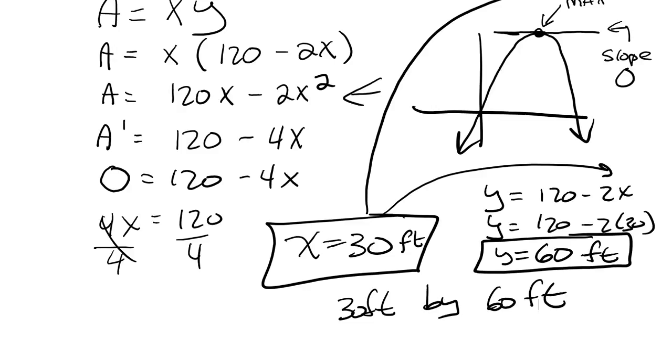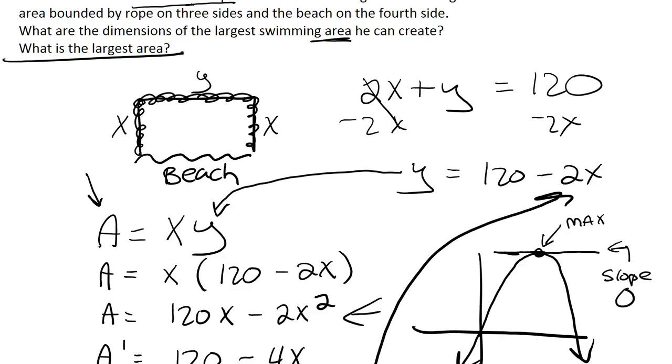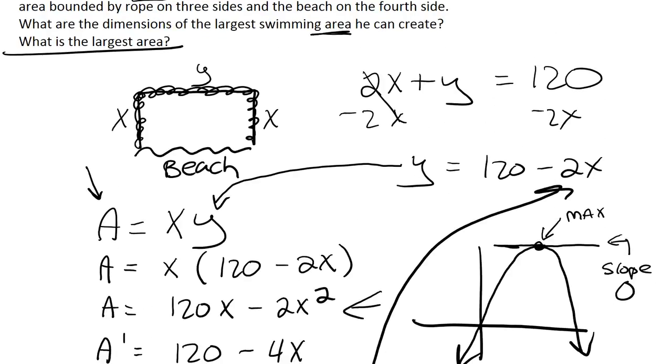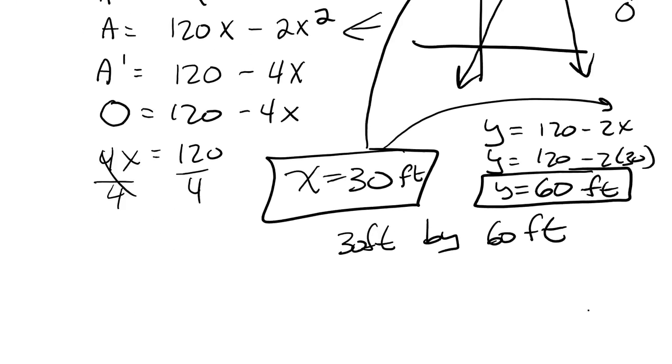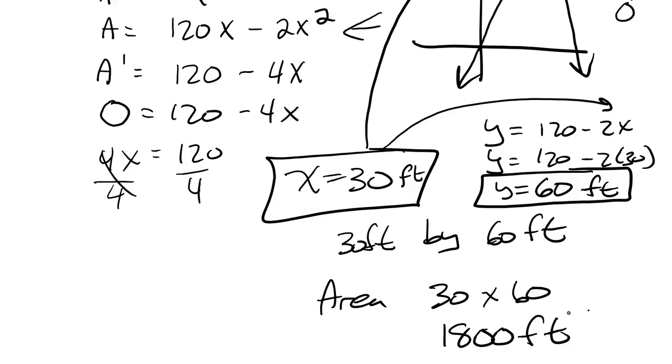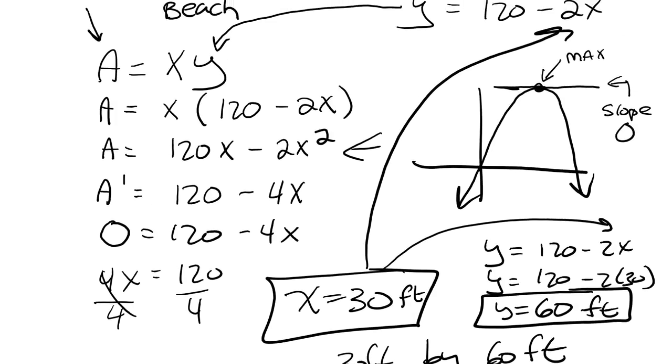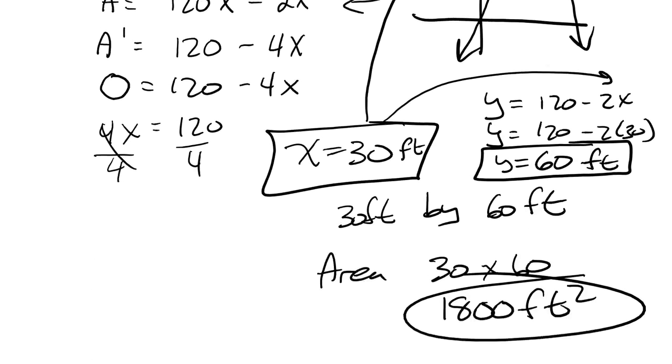And then the second part of the question wanted us to know what is the largest area. Well, area we said before was just x times y. So we just have to do 30 times 60, or the area would be 1,800 square feet. Okay, so that's how you do optimization. Hopefully that helps you out.